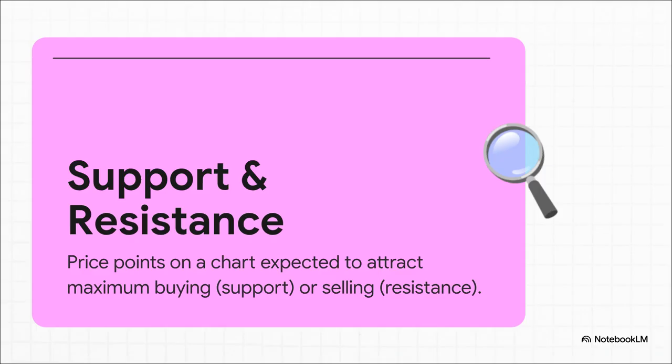Just think of support as a price floor. It's a level where, in the past, buyers have consistently stepped in and stopped the price from falling any further. And resistance? Well, that's the ceiling. It's a price level where sellers tend to show up in force and stop the price from going higher. Knowing where these zones are helps you figure out where to get in and where to get out.